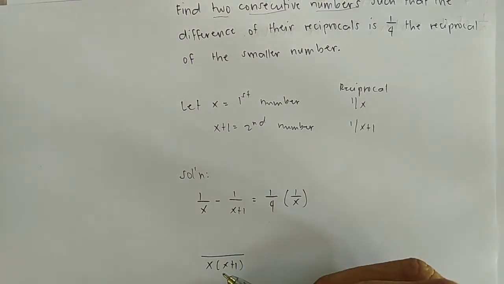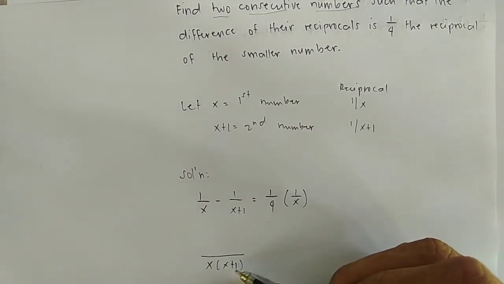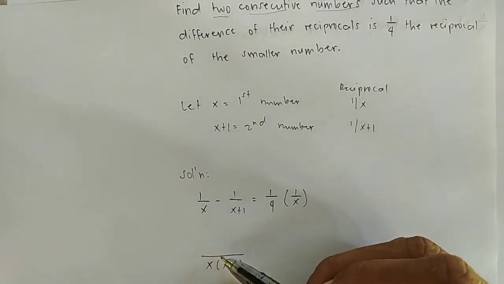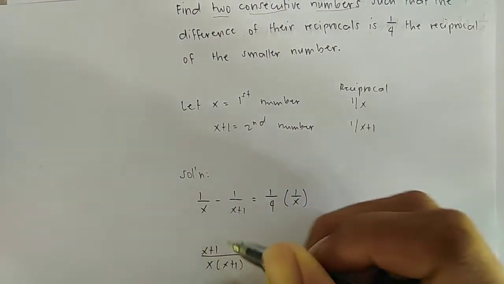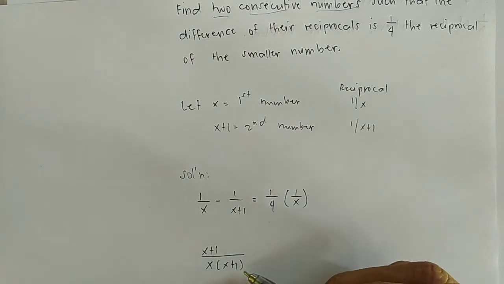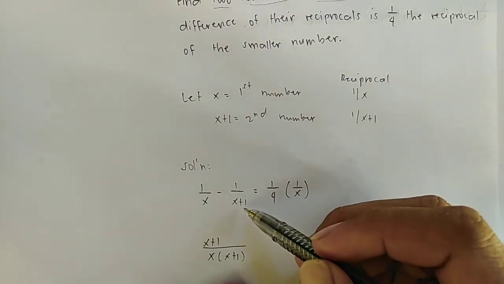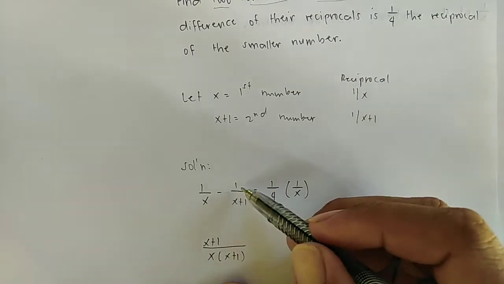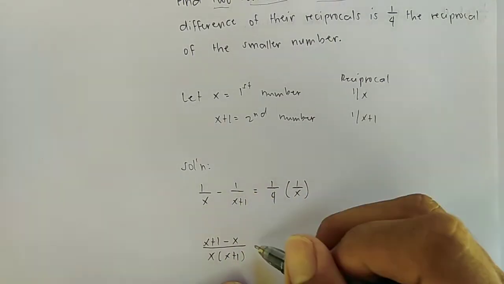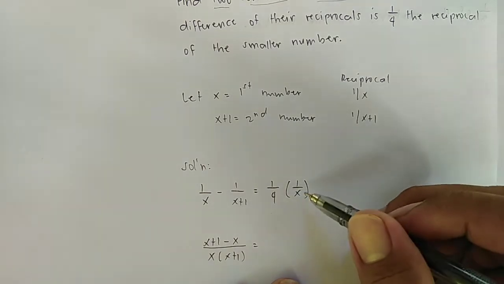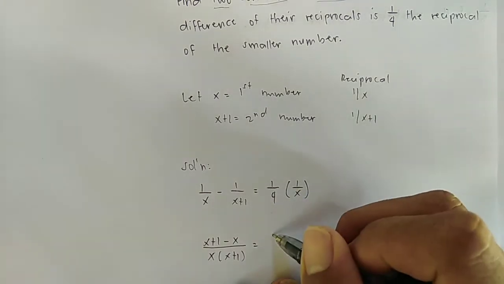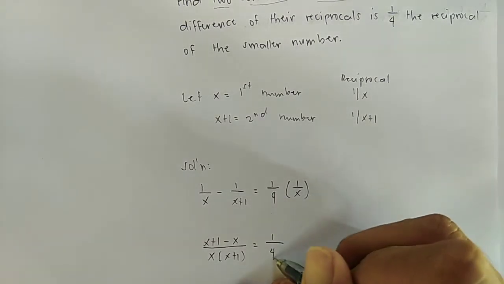Then we have to simplify further. Since the LCD is x times the quantity of x plus 1, x times the quantity of x plus 1 divided by x, that is already x plus 1, then times 1, that is x plus 1. Then x times the quantity of x plus 1, the LCD, divided by x plus 1, that is x, times negative 1, that is negative x, is equal to 1 times 1/4 times 1 over x, that will become 1 times 1, 1, then over 4 times x, that is 4x.